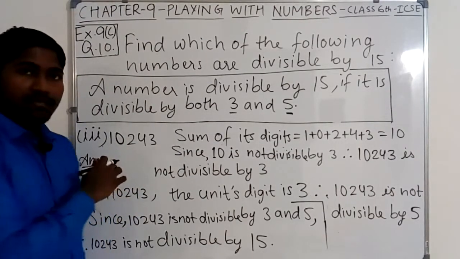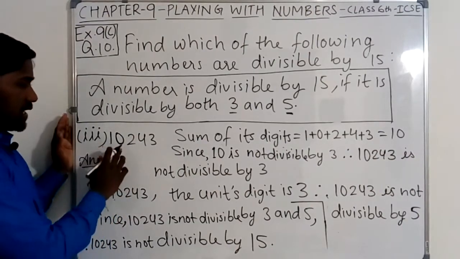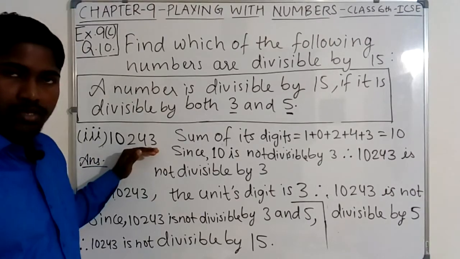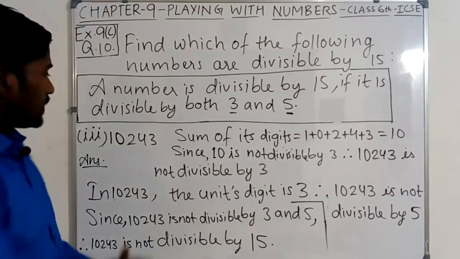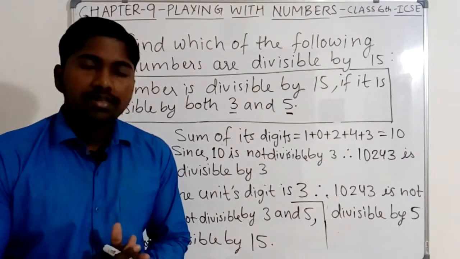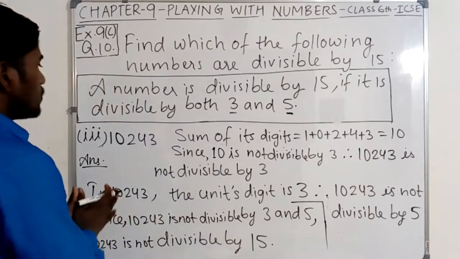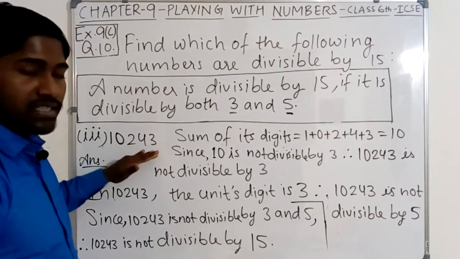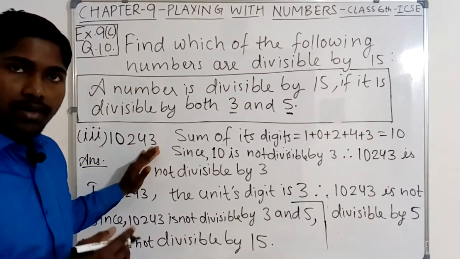Now let's come to point number 3. Which number is given? 10,243. So we have to check whether this number is divisible by 15 or not. Firstly we have to check whether this number is divisible by 3 and 5 or not. So to check divisibility by 3, we have to add all its digits and check whether the sum of its digits is divisible by 3 or not.